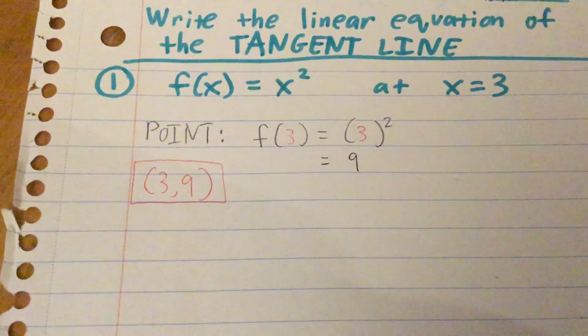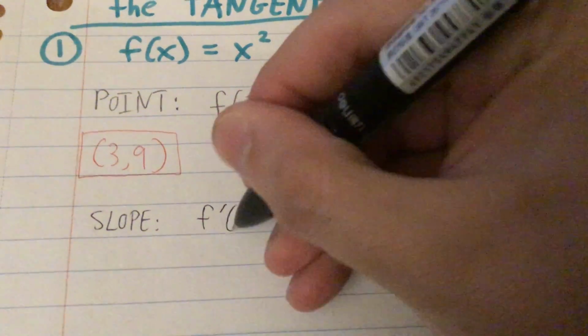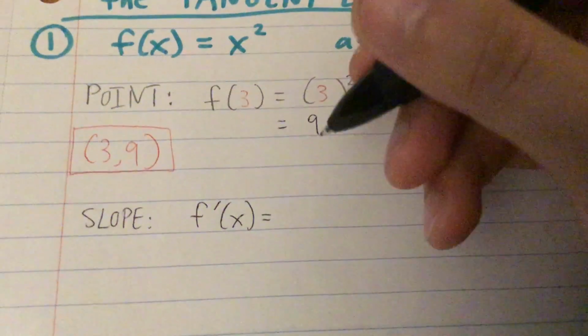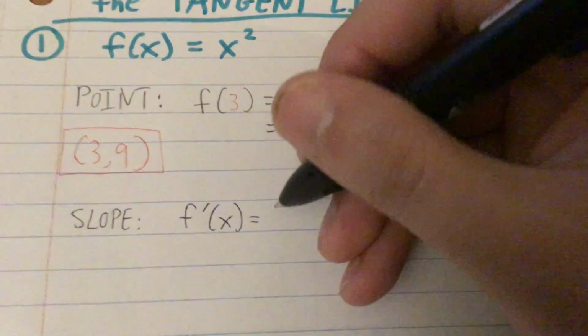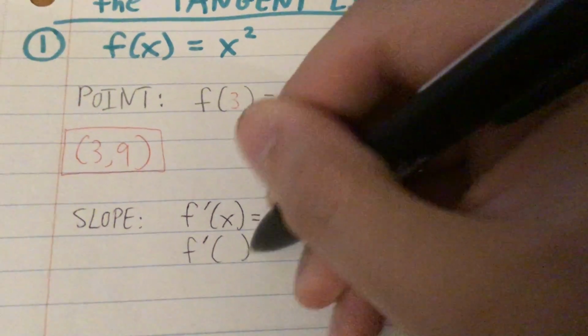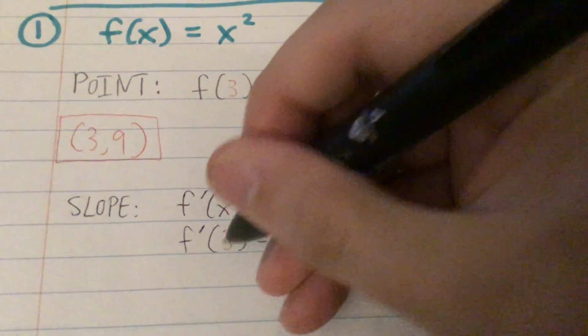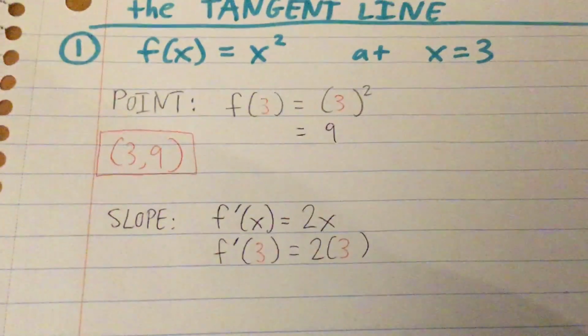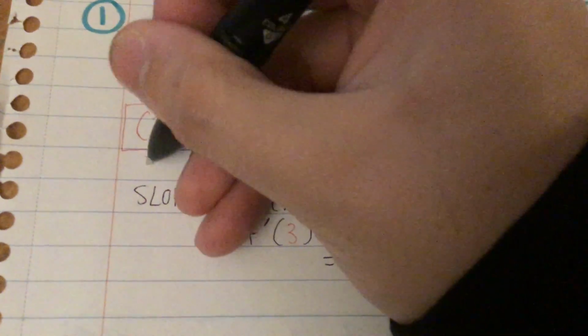The second thing I want to do is figure out the slope. Well, we don't live in algebra world, we live in calculus world. So we need to figure out what f prime of x is. So the point is 3 comma 9. If f of x is x squared, that means f prime of x is 2x. And now we want to figure out the slope at x equals 3. So f prime of 3 is 2 times 3. That means that the slope at x equals 3 is 6. So that is our x1, y1, and our m is 6.